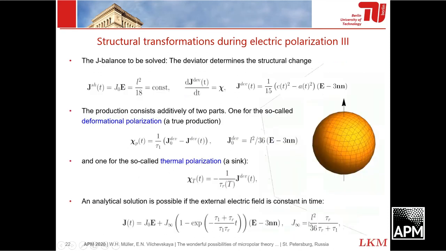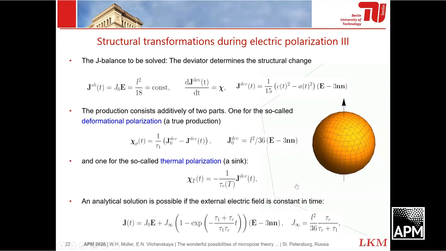The solution. So we are solving this balance. We have a production term here on the right-hand side. We have two contributions to production. We have one production which is doing the orientation because of the electric field, which is this one. And we have one production which is against it, which is because of the thermal effects. And if we now solve this differential equation, which can be done analytically for this simple constant electric field, we get an equation like that.